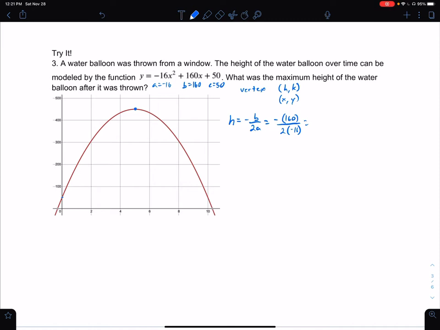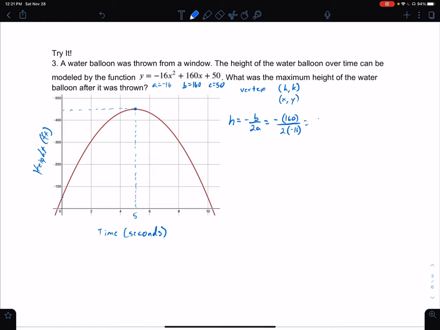Actually, before we finish that, let's get an idea of what our answer should be. So this is 5, and this here is time in seconds, and this over here is height in terms of feet. So we should get a height that's somewhere between 400 and 500. It looks pretty close to 450 in the middle, and that should be at a time of about 5 seconds.